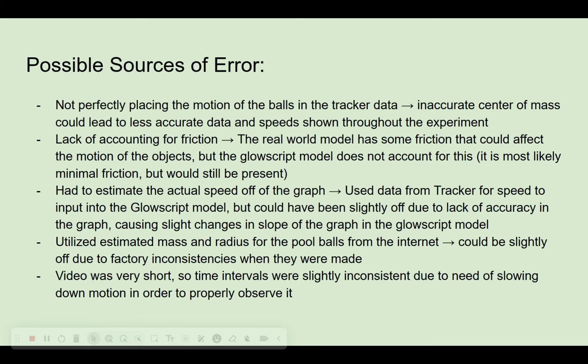We had to estimate the actual speed off of the graph, so we used the data from Tracker for speed to input into the GlowScript model. It could have been slightly off due to lack of accuracy in the plotting on the graph, causing slight changes in the slope. And we used the estimated mass and radius for the pool balls from the internet, so the mass could be slightly different. You don't actually know if they're the exact same. And the video is very short, so the time intervals were slightly inconsistent due to the need of slowing down motion in order to properly observe it.